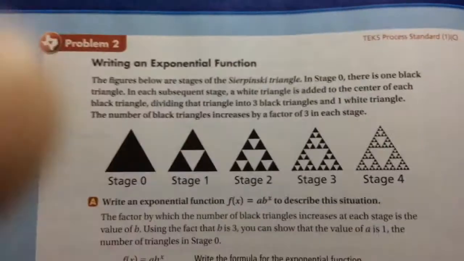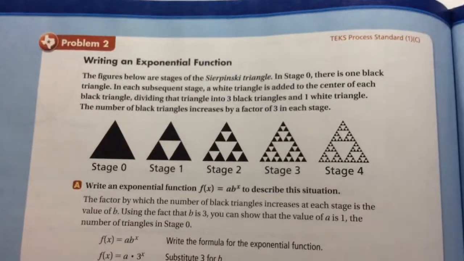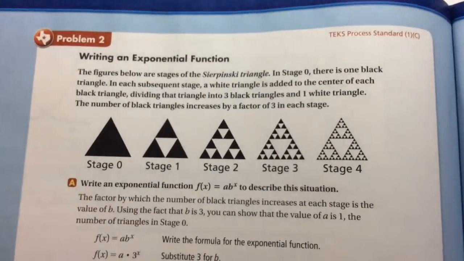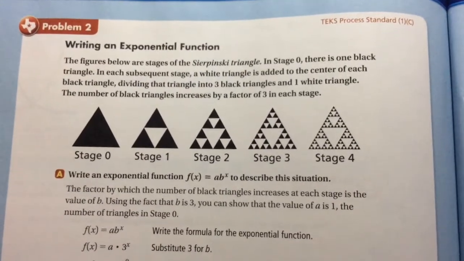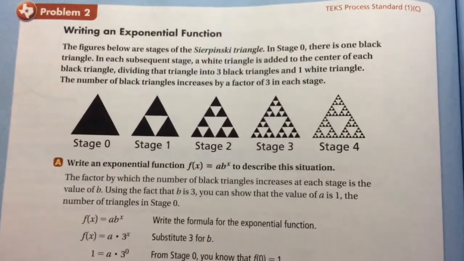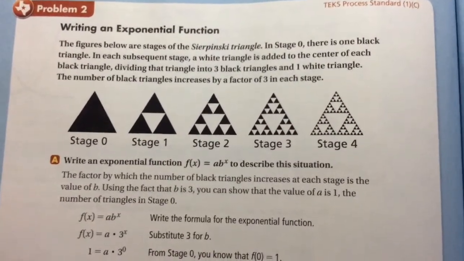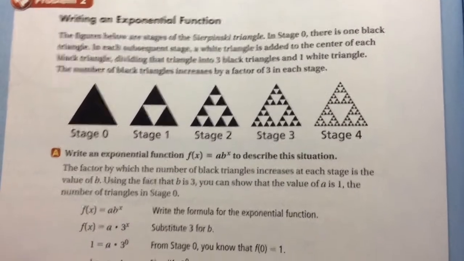Okay, now this is probably the best visual that I'm going to have for you. It says, the figures below are stages of the Sierpinski triangle. In stage 0, there is one black triangle. In each subsequent stage, a white triangle is added to the center of each black triangle. By dividing the triangle into 3 black triangles and 1 white triangle, the number of black triangles increases by a factor of 3 in each stage.